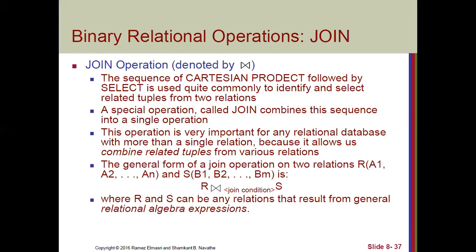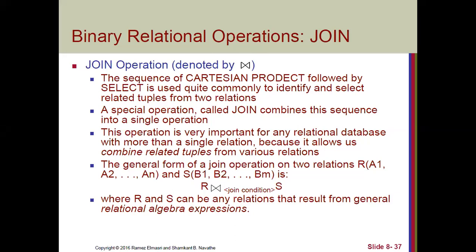Join is a more valid, or you can say a precise, operator, where we have information which is involved out of two or more relations. The symbol of the join operator is this one. You can see over here it looks like a bow. So the join operator is like a bow. You can see here the sequence of Cartesian product followed by a select is used quite commonly to identify and select related tuples from two relations.